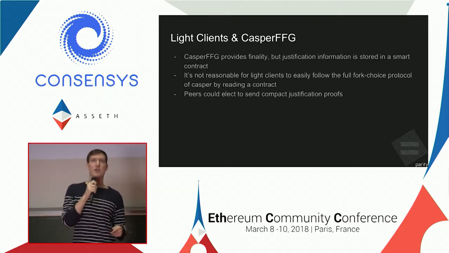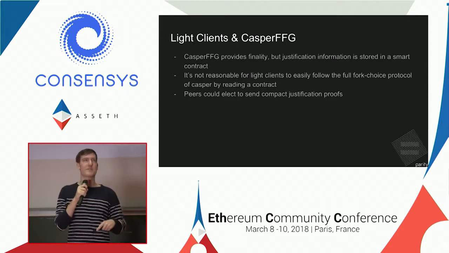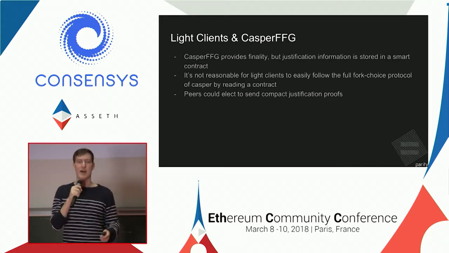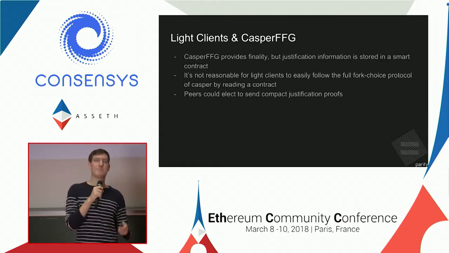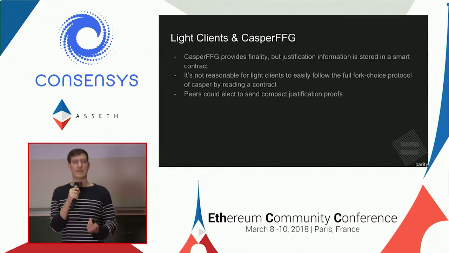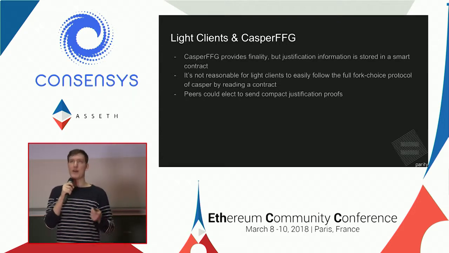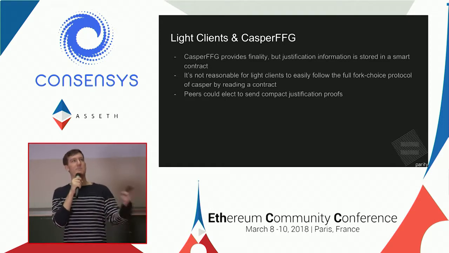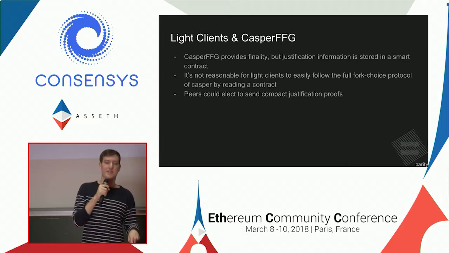So they can't follow this full fork choice protocol of first following the highest justified chain based on the Casper FFG, and then following total difficulty. So it's a bit of a struggle to think of how light clients can fit in with this. Probably they'll just tend to follow the total difficulty-based chain and assume that the justifications will follow that. Or they could have peers send them compact justification proofs of certain checkpoints in the Casper FFG system.